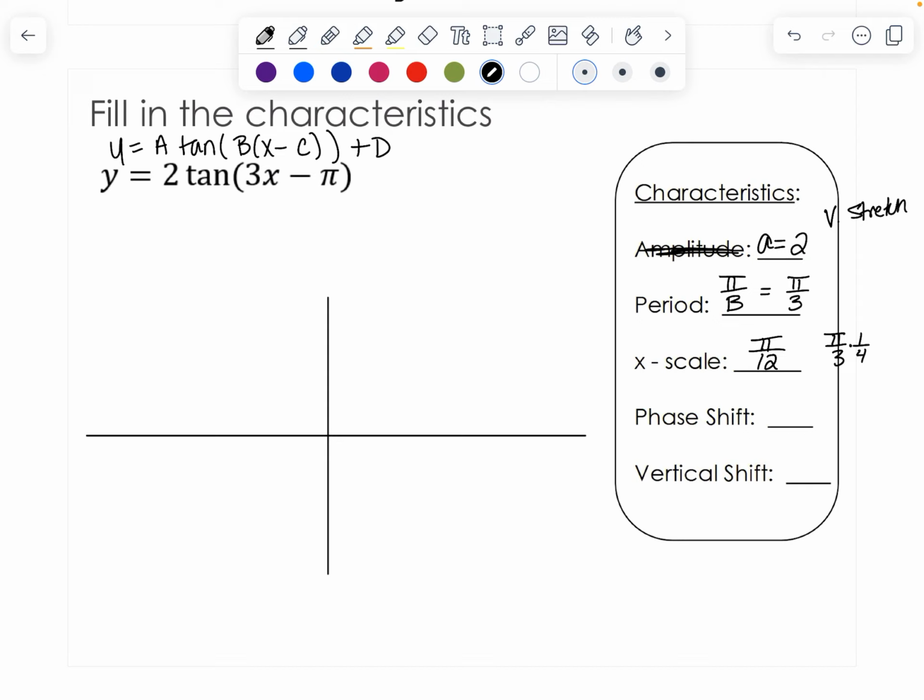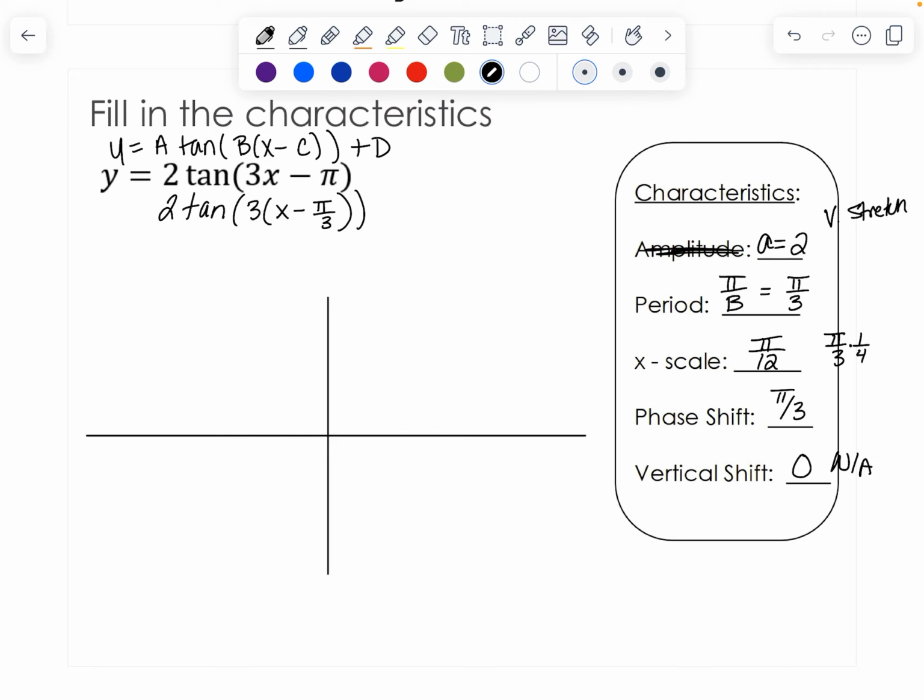And then we are going to be shifting it, but we have to factor out our B here to find our correct shift, or take our C divided by B. So I'm going to rewrite this. I'm going to factor out the B. So taking out the 3 is going to give me an x minus pi over 3. And then we have no vertical shift. So that means our phase shift, since it's minus pi over 3, is going to be the opposite. We're going to be shifting it to the right pi over 3. And then we have no vertical shift, or vertical shift of 0.